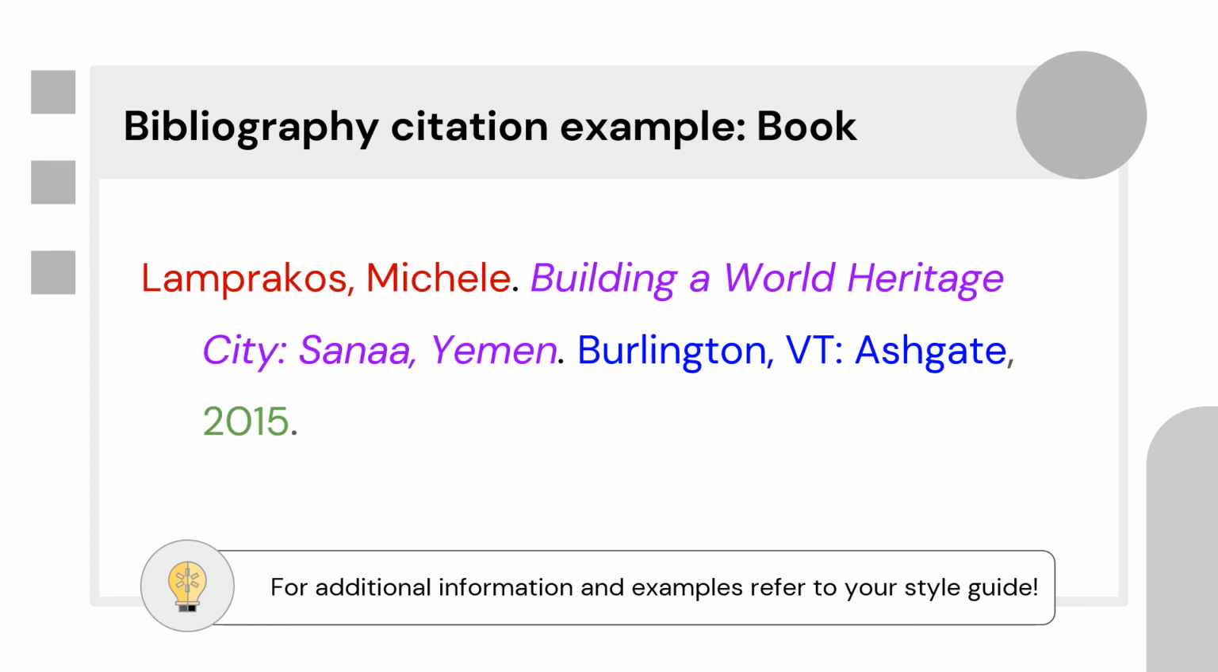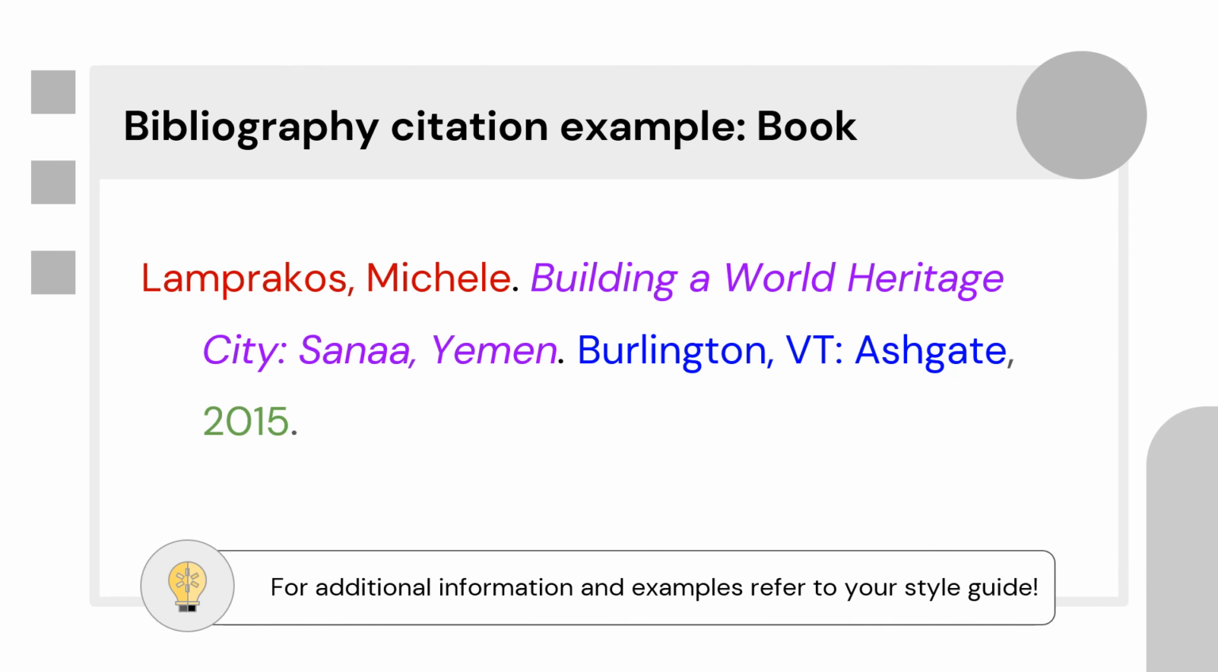This is for illustration purposes only. Since we cited Michel Lampracos in our paper, we'll need a bibliography citation as well. We take the same information from the citation, but format it differently. The author's last name appears first, then comma, then their first name. So Lampracos, comma, Michel, period.